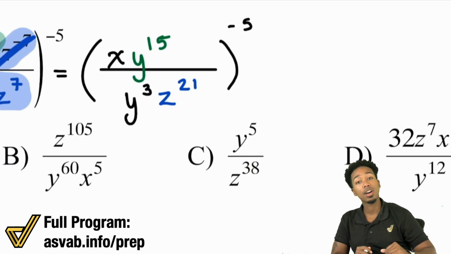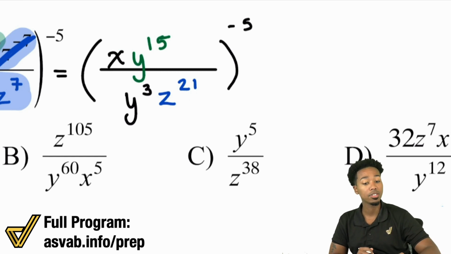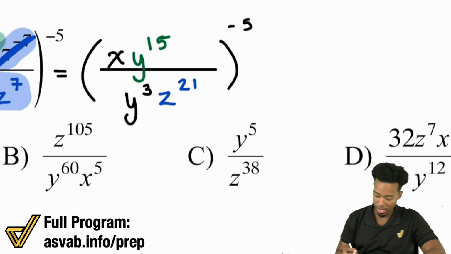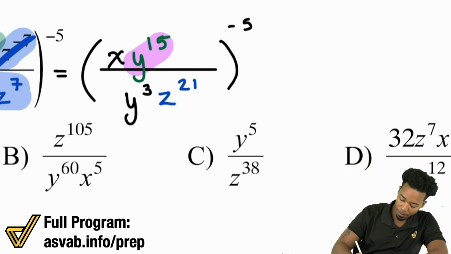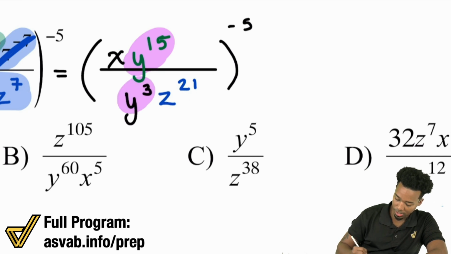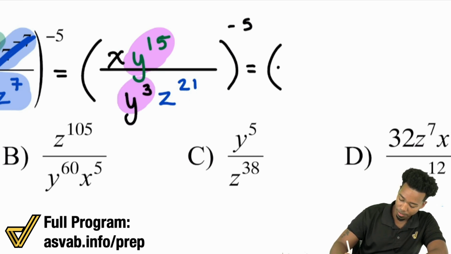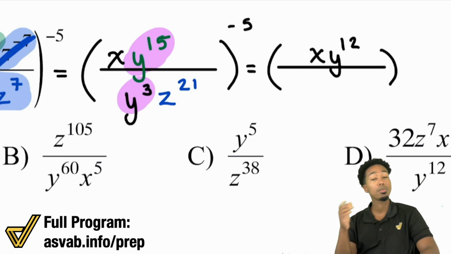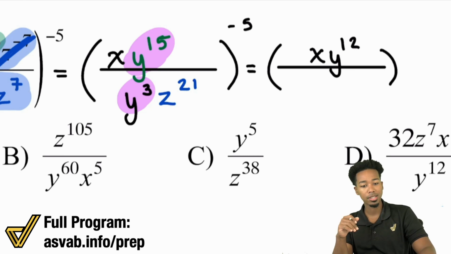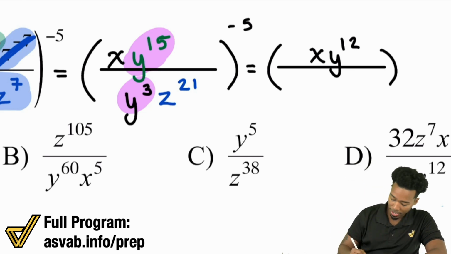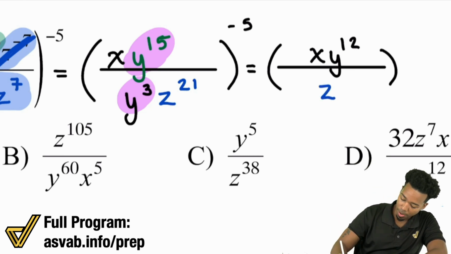So we can simplify actually, because we have y to the power of 15 up top, y to the power of 3 in the denominator. So with that, we'll take care of business here, and that ends up becoming x times y to the power of 12, because we're applying the quotient law of exponents. 15 minus 3 is 12. Booyah. And then from there, we have z to the power of 21 in the denominator, and then we have to the power of negative 5.